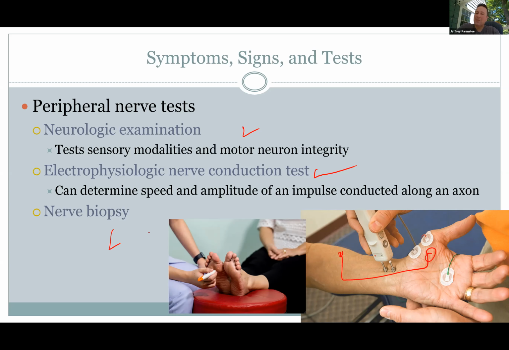And you can do a nerve biopsy. They can get a piece of nerve to look at under the microscope to see if it's a demyelinating disease where the Schwann cells are attacked. Usually they use a sensory peripheral nerve. You can take a piece of that. You don't want to grab a piece of your sciatic nerve or something like that, but yeah.